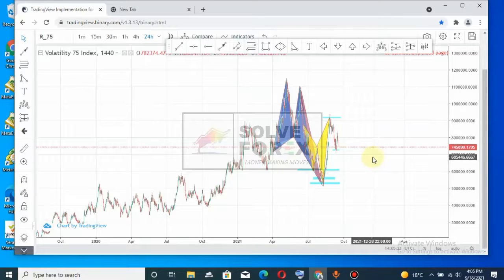If you remember, I found the butterfly pattern and a deep crab pattern on one spot, because underneath this one you can see there's a butterfly pattern there which went all the way to 127, and there's also a deep crab which I found on the same spot which also retraces on 1.618. Then I found what we call a shark pattern. So I found three patterns guys.